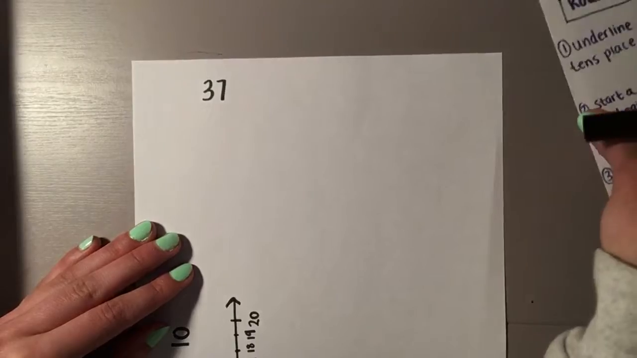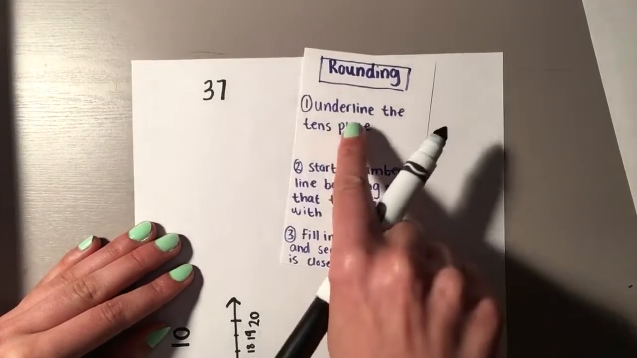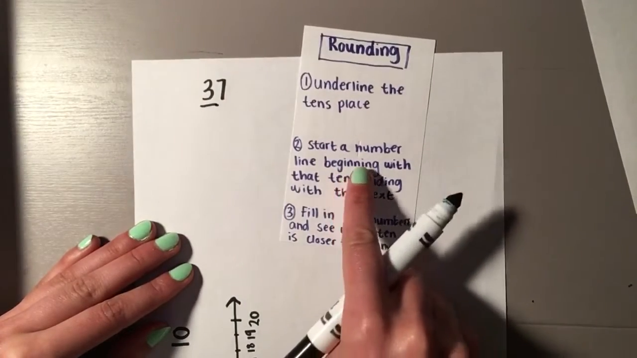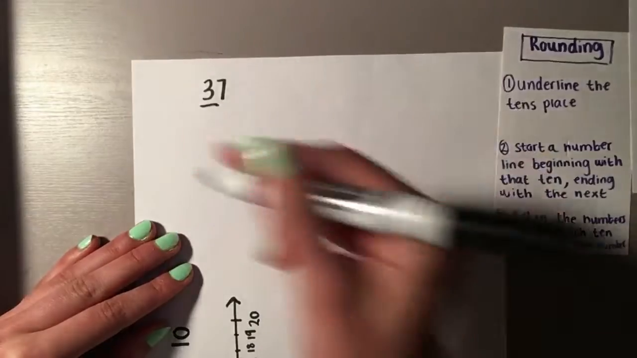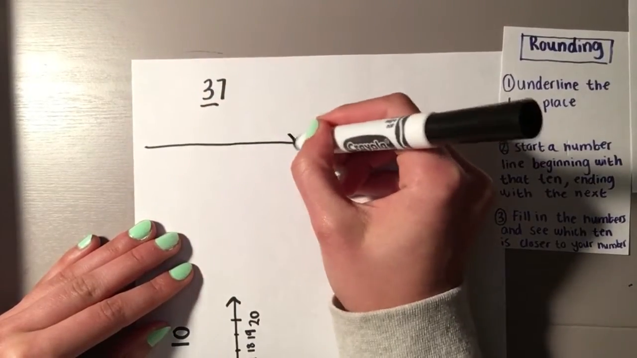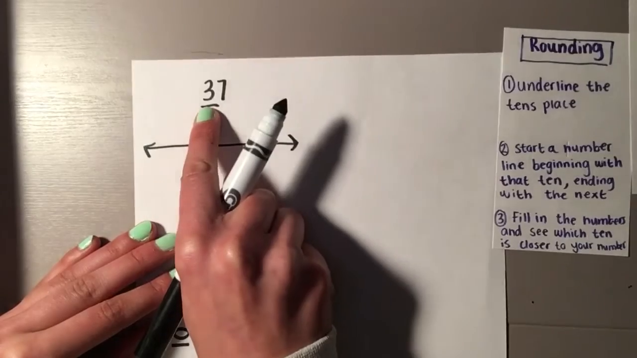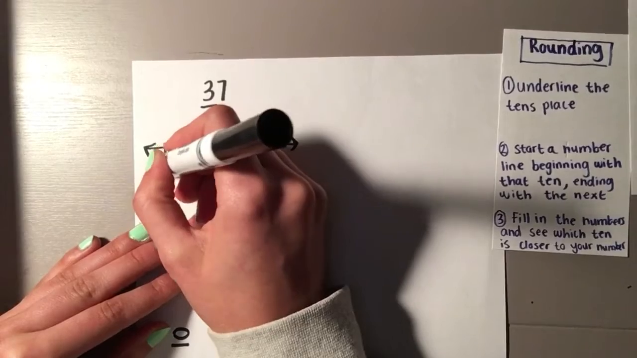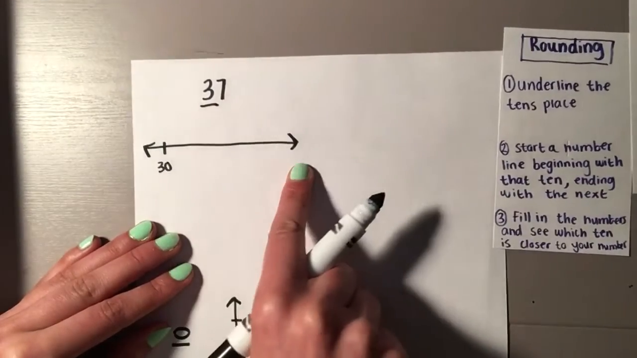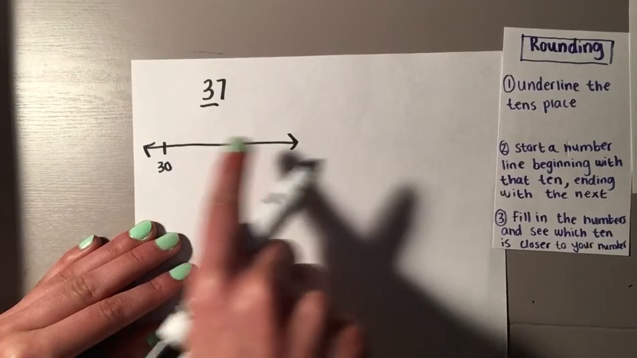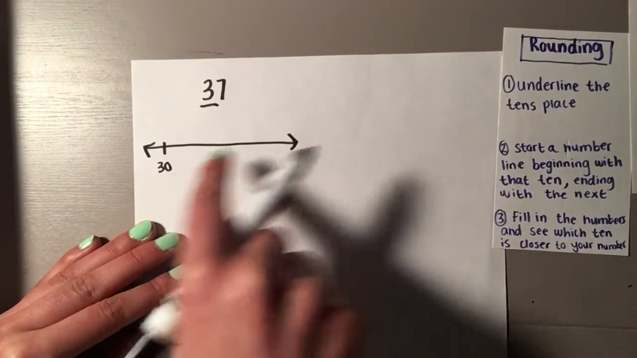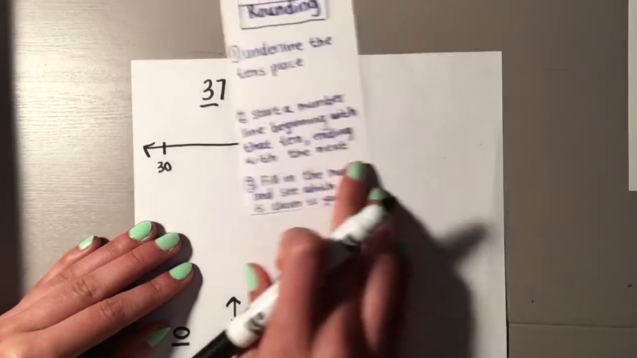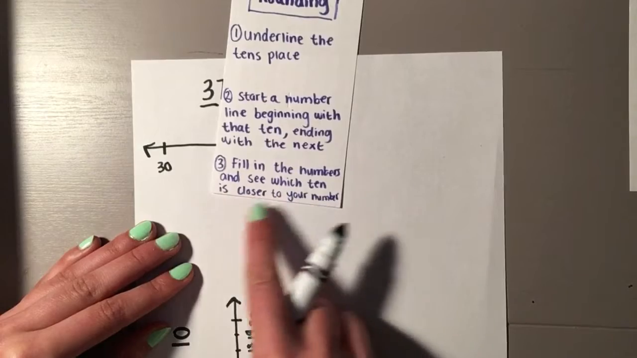Okay, my first step, I'm going back to my chart that I made. Underline the tens place. Well, I know that's here. Now I'm going to start a number line beginning with that 10. So this time, instead of like before, my number line started with 10. This is a 3 in the tens place, which means 10, 20, 30. My number line starts at 30. And it ends with the next 10. So if I'm skip counting by tens, I would say 10, 20, 30, 40 would go here. Step 2 is done. Step 3, fill in the numbers and see which 10 is closer to my number.